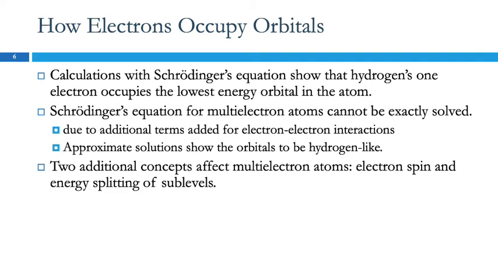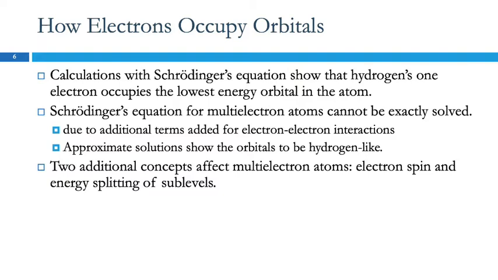You can calculate things for hydrogen using Schrodinger's equation, and that shows us that they always occupy the lowest energy orbital. This makes sense because everywhere in nature things tend towards lower energy, right? A ball rolls down the hill because that lowers its potential energy. Balls do not spontaneously roll up hills, do they? Water does not flow up the mountain. It just doesn't happen.